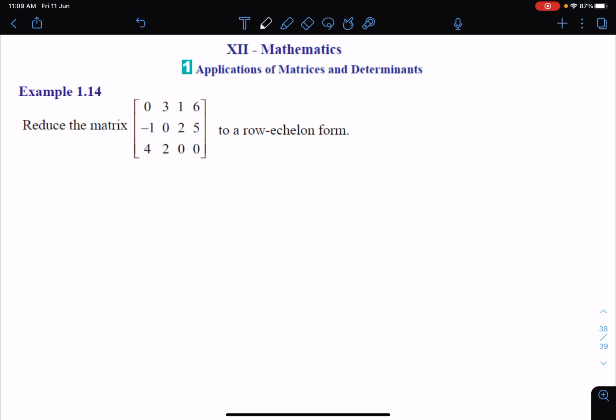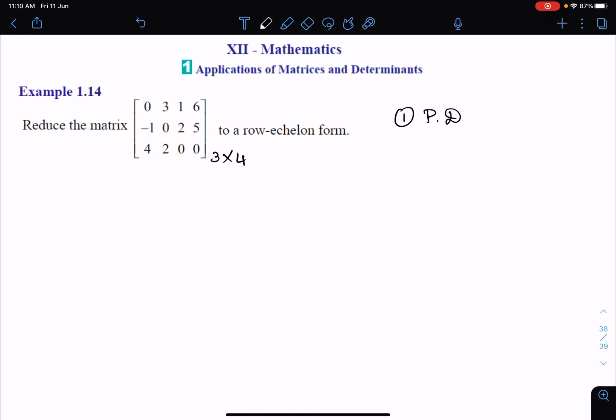Today we are going to see example 1.14: reduce the matrix to a row echelon form. This matrix has 3 rows and 4 columns, so its order is 3 into 4. Now you take the principal diagonal. The first point to remember is, you check your principal diagonal.